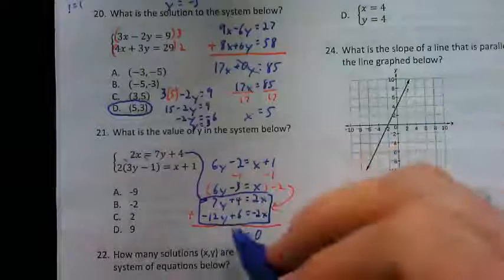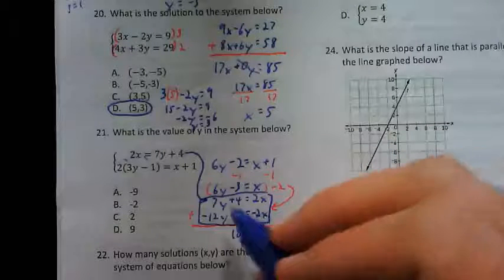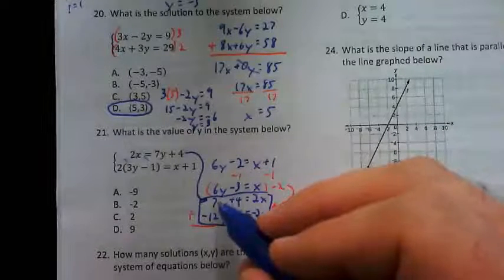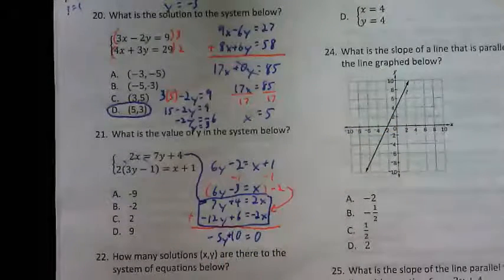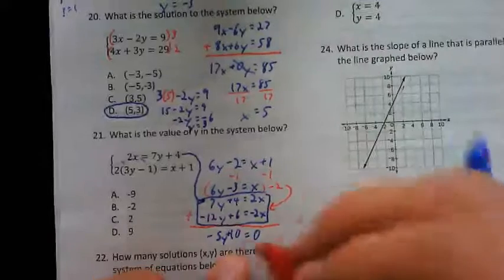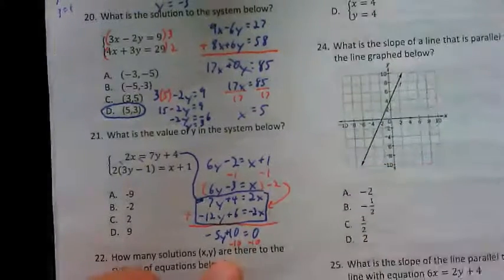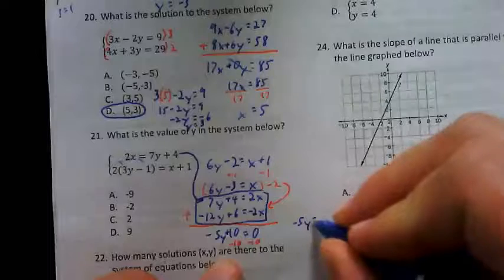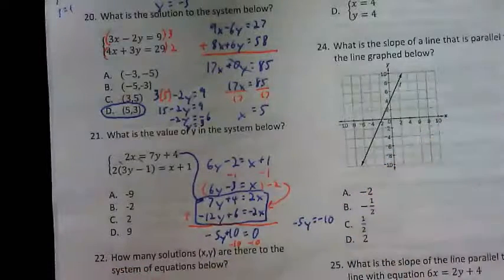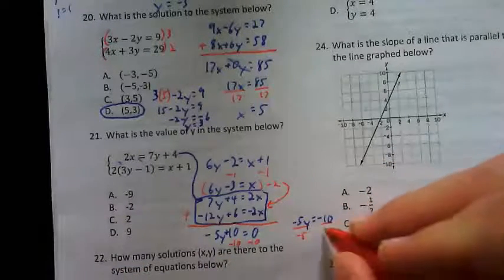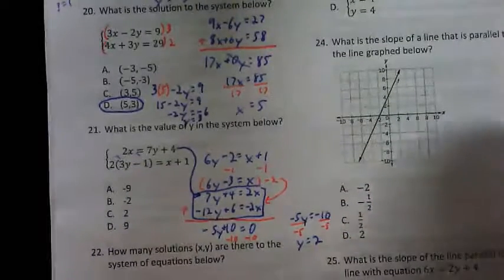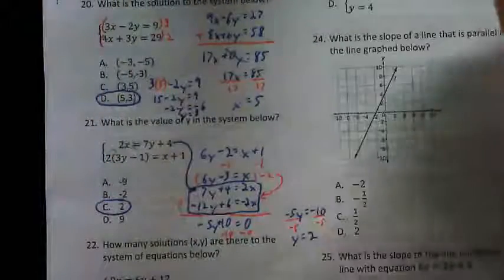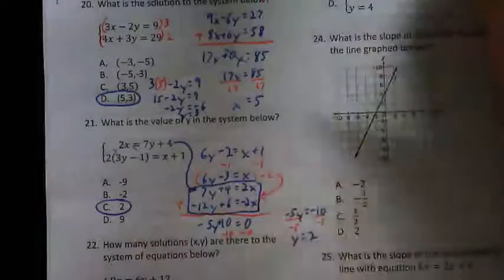Add these together, I get negative 5y. Bring the 10 across by subtracting it. So now we have negative 5y equals negative 10. And last step, divide off negative 5, and y is 2. We don't have to solve for x on this one, because that's not part of what the question was asking for.